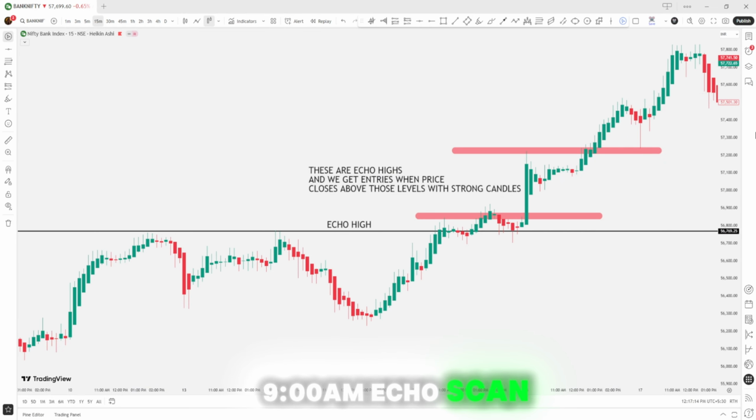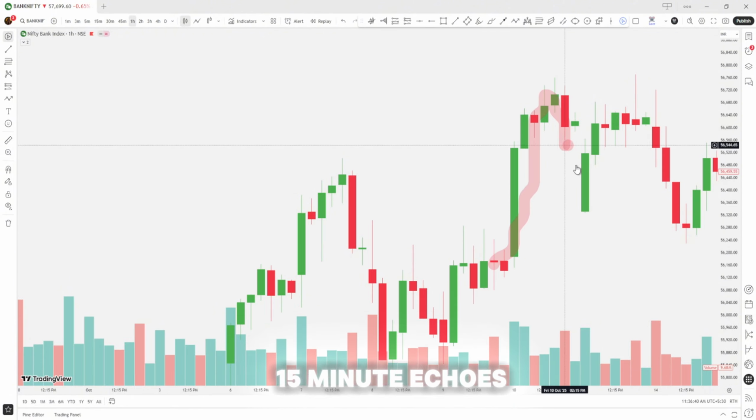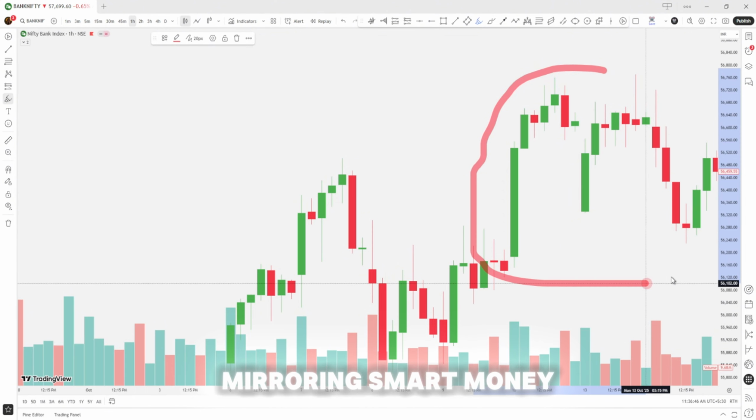Your playbook, 9 a.m., echo scan dailies for levels and displacements. Hunt 5 to 15-minute echoes in peak hours. One trade per concept. Log the chain, these echo plus 28R monthly by mirroring smart money.